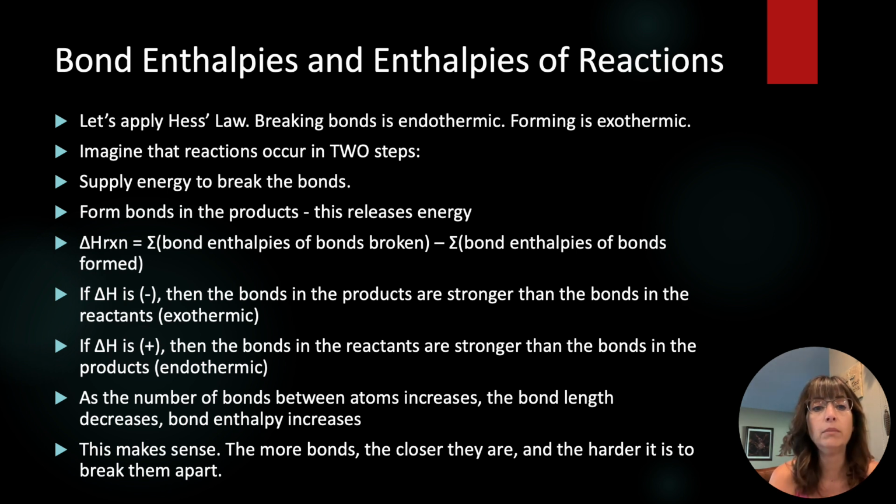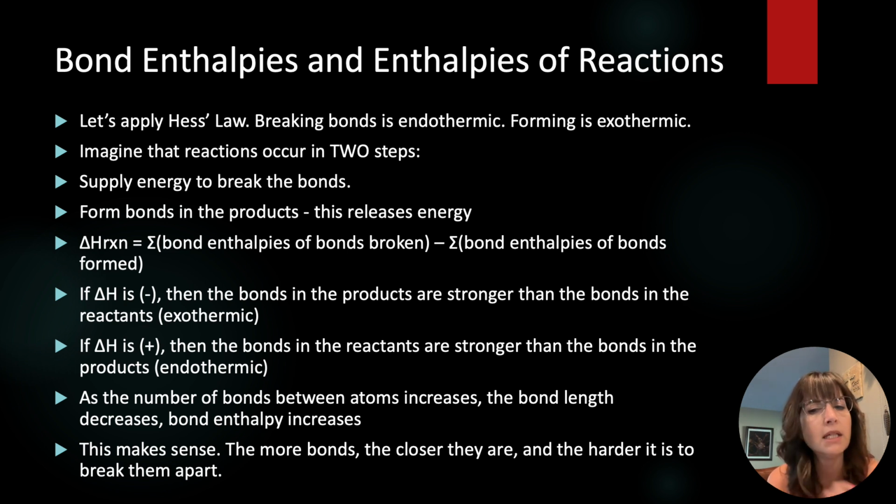Again, breaking bonds is endothermic. It requires energy. Forming is exothermic. We release energy. So the one way we've already talked about is using delta H values. Well, what if we have the bond enthalpies? This is a little different. If you look at the 5th bullet, we're going to do the sum of the bond enthalpies for everything that is broken, and we're going to subtract the bond enthalpies for everything that is formed.